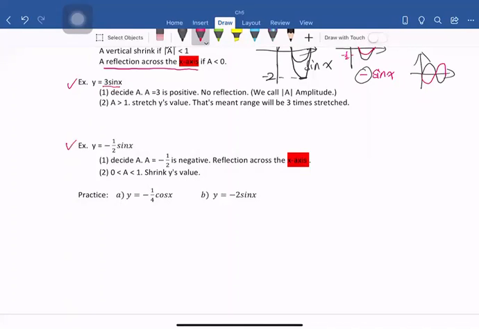Next example, y equals negative 1/2 sine x. The a equals negative 1/2. It's negative, so reflection across the x-axis. And the absolute value of a is less than 1. It's the same meaning as a being greater than 0 and less than 1. That means the y's value shrinks.